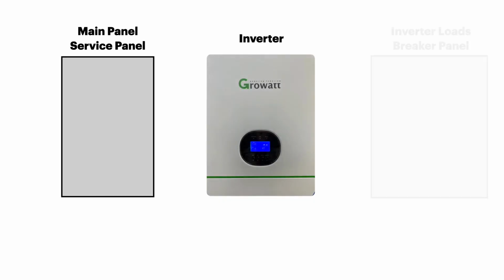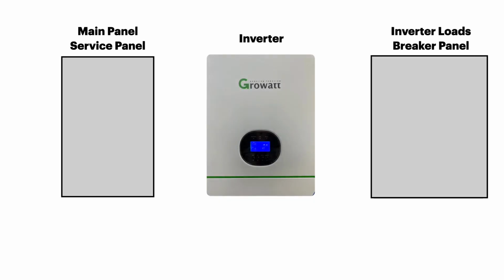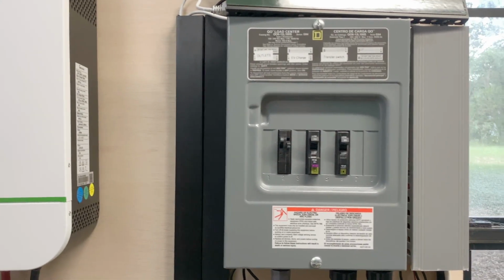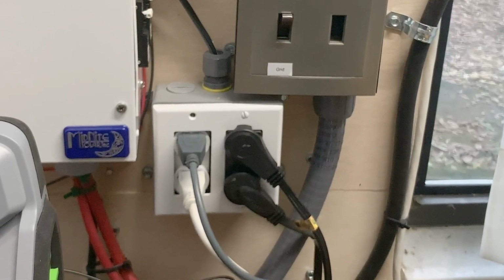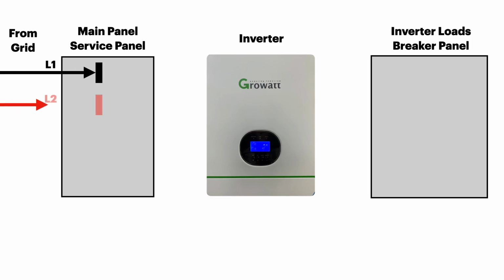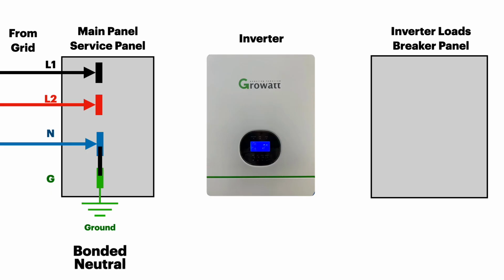Okay, here's our main service panel, the inverter. And we have a breaker panel, which is a separate breaker panel feeding its own outlets, not the existing house outlets. We'll get into that a little bit later. So from the grid, we're going to go through our main service panel first. We also have our ground, which is connected to our grounding electrode, also known as the grounding rod outside. And the neutral and the ground buses are bonded together in the main service panel.